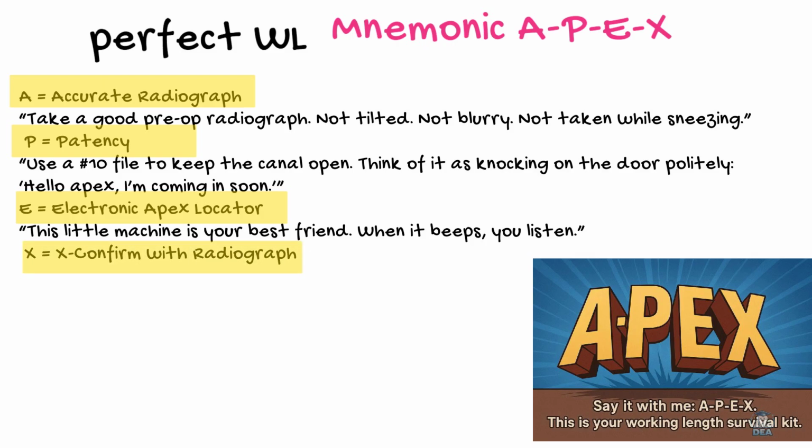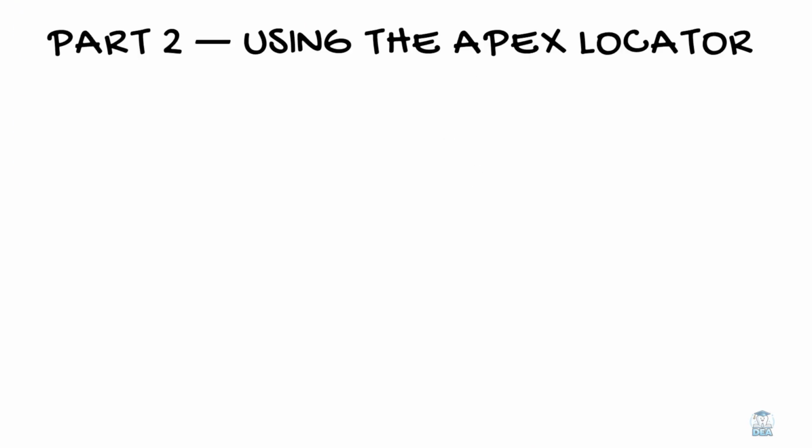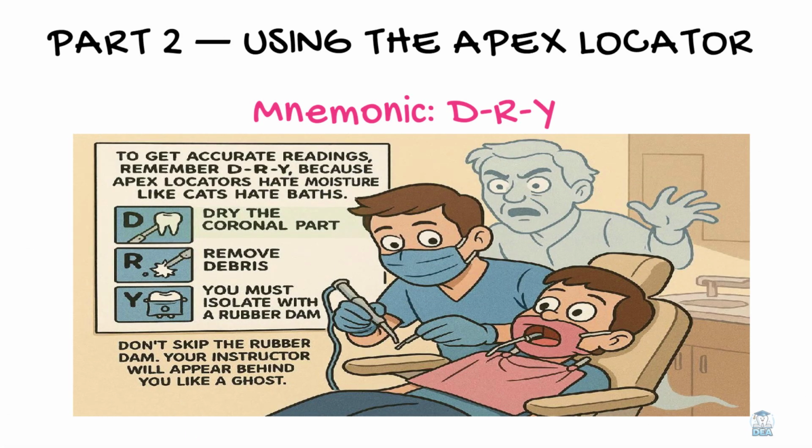Now, let's talk about the apex locator. To get an accurate reading, remember the word DRY. D, dry the coronal part. R, remove debris, clean the chamber. Y, you must isolate. Rubber dam is mandatory. If you skip it, your instructor will appear behind you like a ghost.